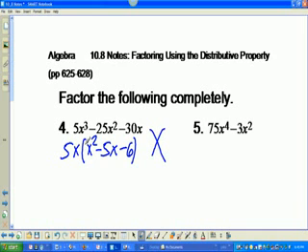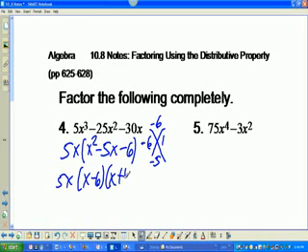Sure, I can. Notice the leading coefficient is 1, so I can do this as a diamond problem. So negative 6, negative 5. What two numbers multiply to negative 6 and add to negative 5? That would be a negative 6 and a positive 1, because negative 6 plus 1 is negative 5, negative 6 times 1 is negative 6, so this factors to x minus 6, x plus 1. There we go. Now let's take a look at the next one.